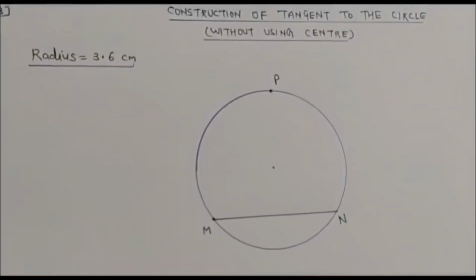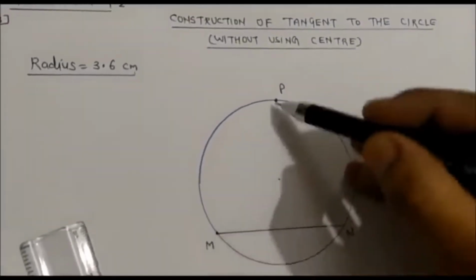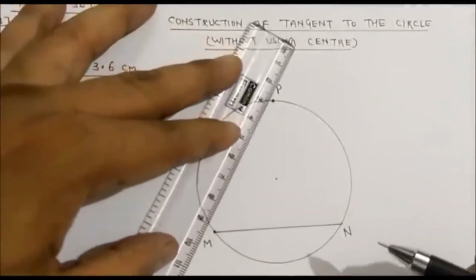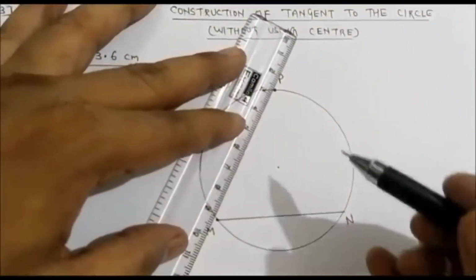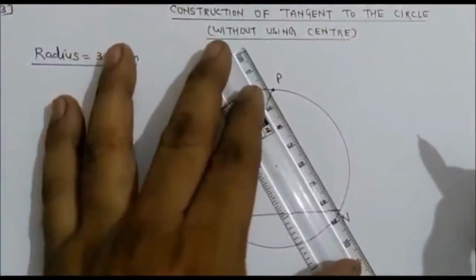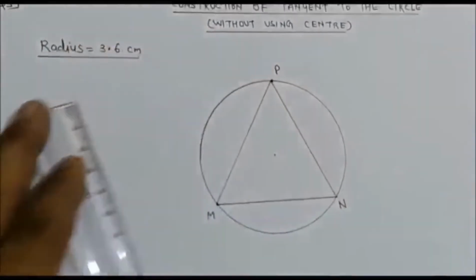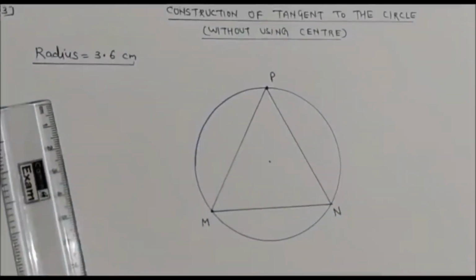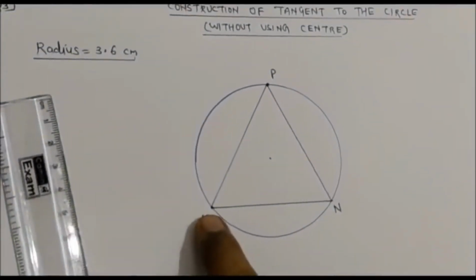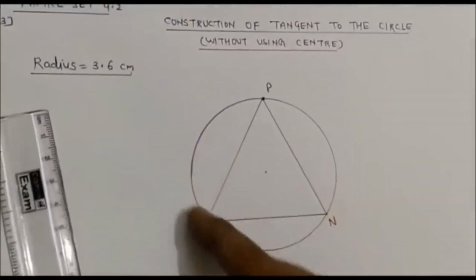Okay, so now next step, you are going to draw one triangle. You can draw one inscribed angle here, you will draw one triangle. So in this way, without using the center, you can draw this triangle. Okay, students, so now at this point M, we have to draw the tangent. The tangent will come this way.